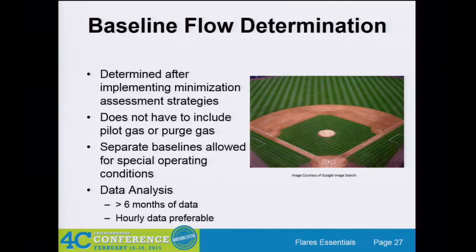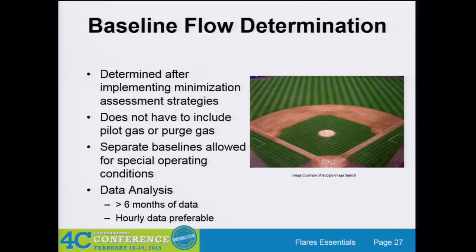it's looking at your data from your flow meter. So this is one of those things: if your facility didn't have a flow meter, it becomes more and more difficult to assess your baseline. You don't have to include the pilot and purge gas unless they're variable. If they're highly variable, then you do have to include them, but if they're stable, you don't.